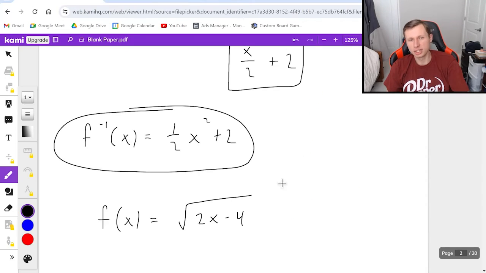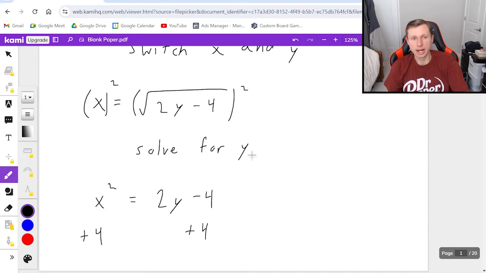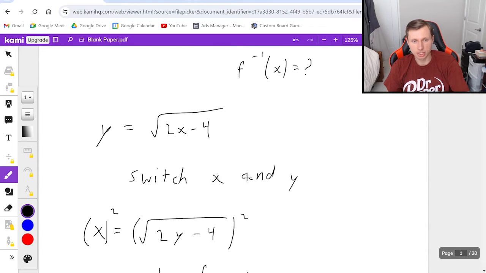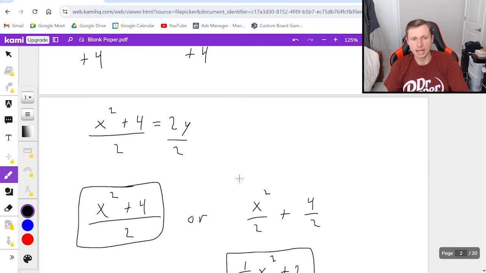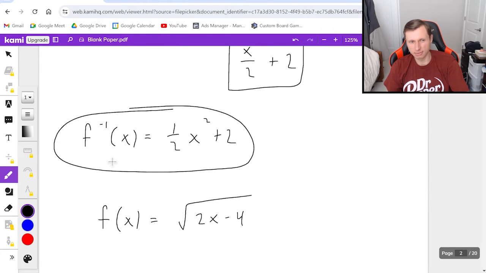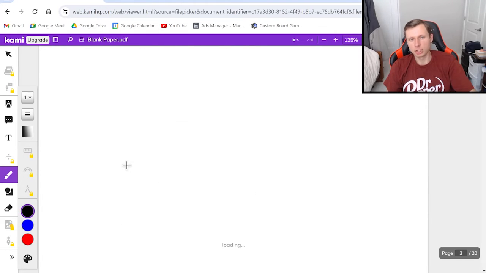But what is important is that you know how to find the inverse by switching the x and y first, and then solving for y, and just calling it f inverse at the very end. So with that, we're going to do a couple examples today, and then we'll be done.